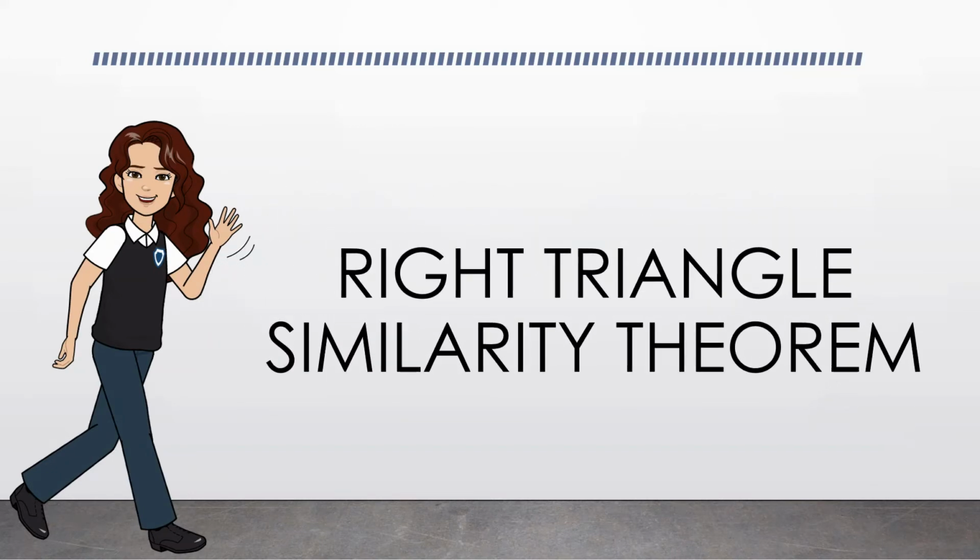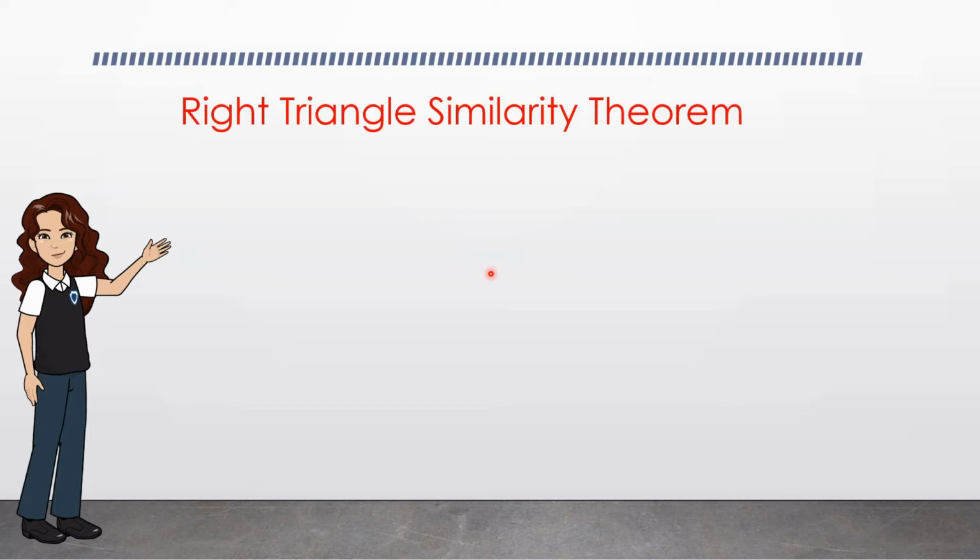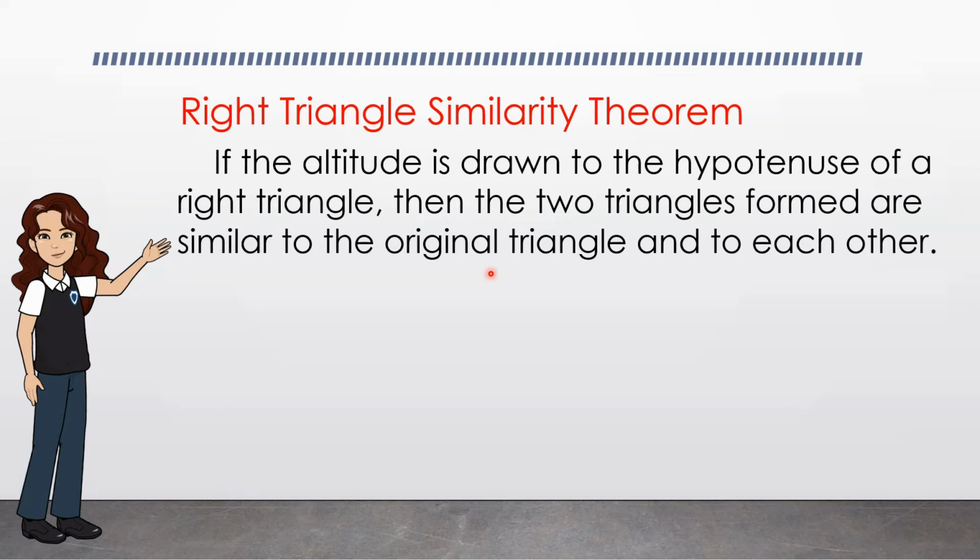Our topic for today is about right triangle similarity theorem. Okay, so in right triangle similarity theorem, it is said that if the altitude is drawn to the hypotenuse of a right triangle, then the two triangles formed are similar to the original triangle and to each other.